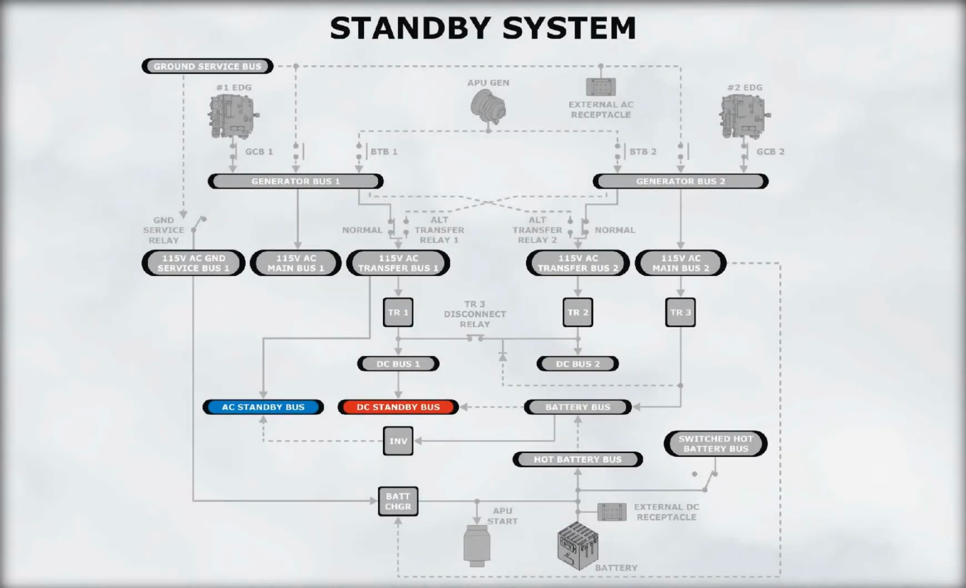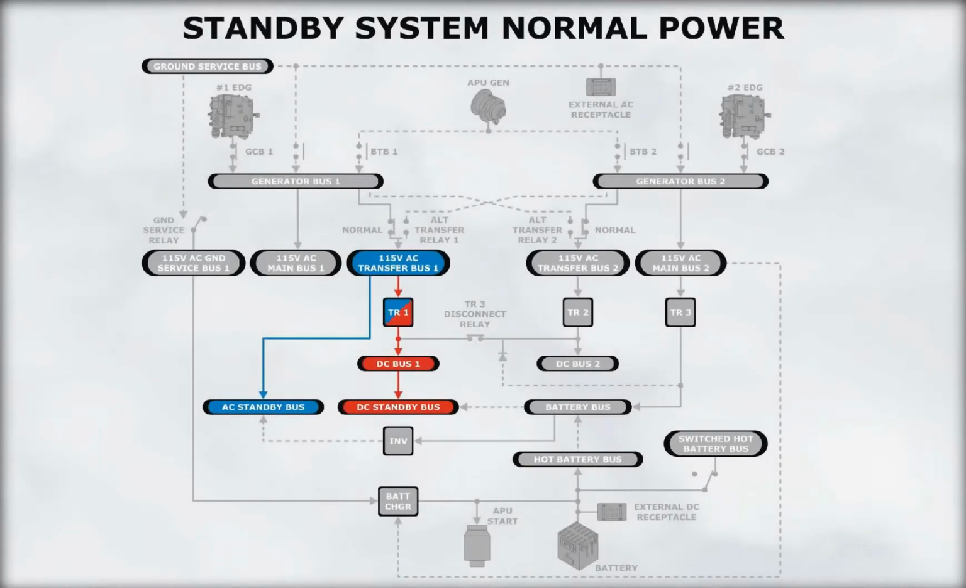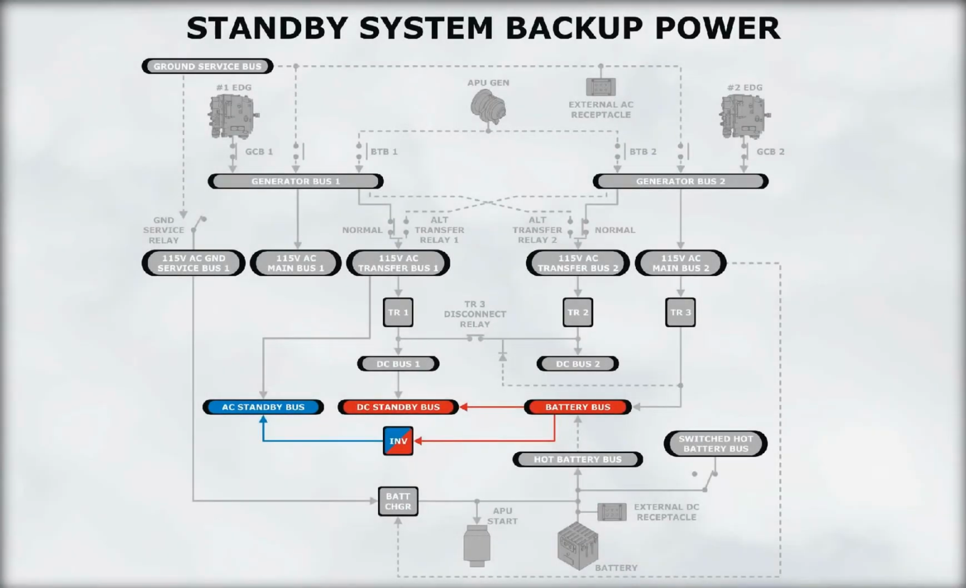Let's look at the standby system. The AC and DC standby buses are powered from transfer bus number 1 and DC bus number 1 respectively. The standby buses supply power to some of the essential flight instruments and radio equipment in the airplane. The backup power source for the standby AC and DC is the battery bus.